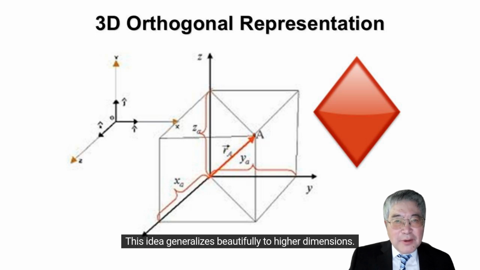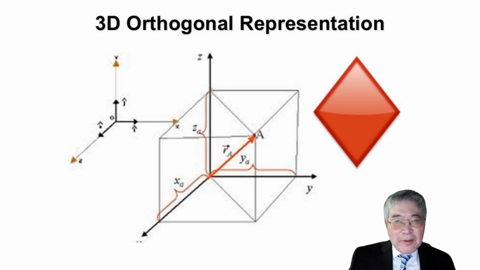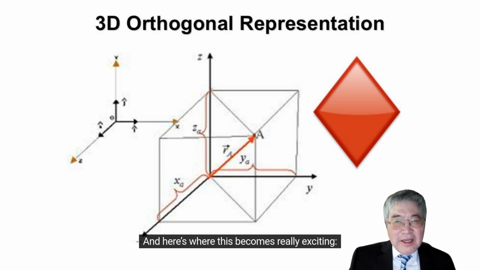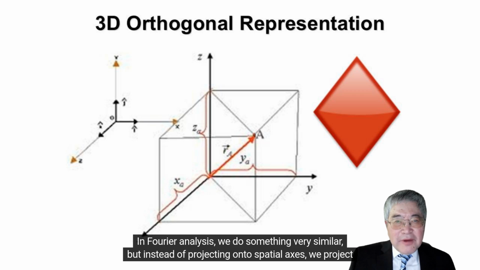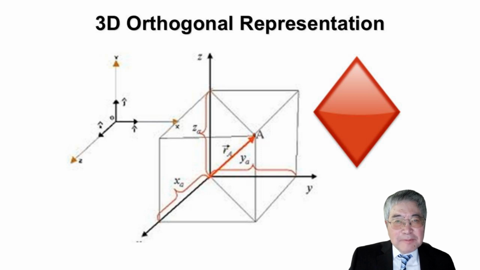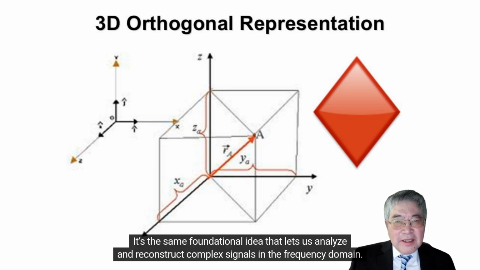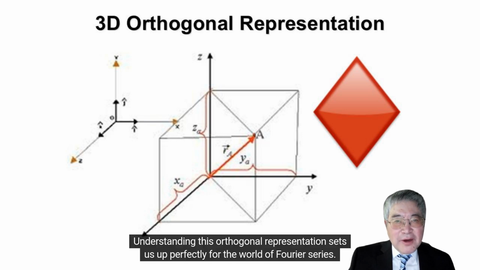This idea generalizes beautifully to higher dimensions. Instead of working with x, y, and z, you'll have more axes, more basis directions, but the principle stays the same. And here's where this becomes really exciting. In Fourier analysis, we do something very similar, but instead of projecting onto spatial axes, we project onto a set of basis functions, like sine and cosine waves. So what you're seeing here in 3D is not just about vectors in space. It's the same foundational idea that lets us analyze and reconstruct complex signals in the frequency domain. Understanding this orthogonal representation sets us up perfectly for the world of Fourier series.